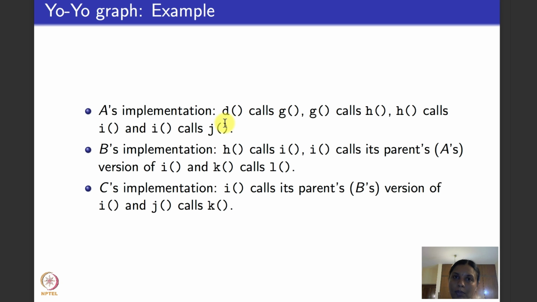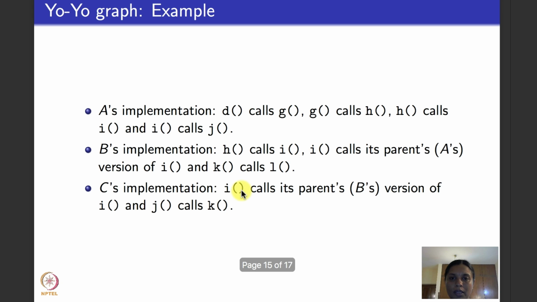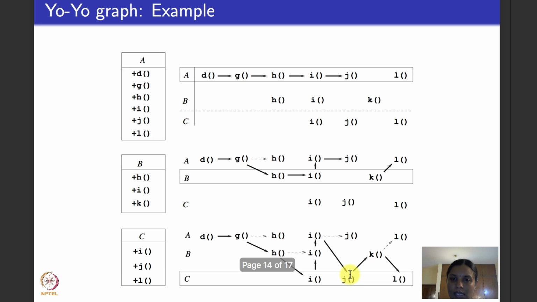So what I explained to you is what is written here. In A's implementation, there is the sequence of method calls. In B's implementation, there is the sequence of method calls. H calls I, and I calls its parent version of I, as I told you here, right? I calls its parent version. Parent is A, so it calls its parent version of I, and K calls L. In C's implementation, I of C calls its parent version of I, which is B's I, which in turn calls A's I, and then the call to J is made.